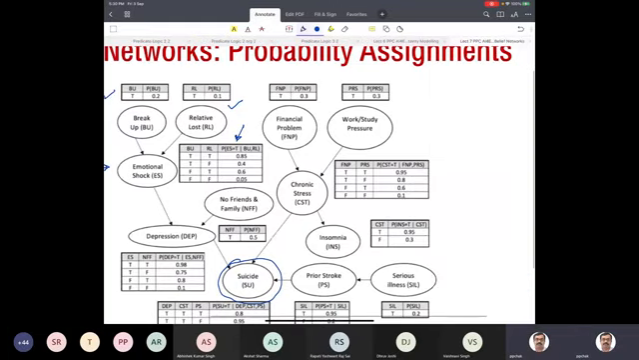Similarly, we have two more independent variables in this model. Financial problem: probability of it being true is 0.3, false is 0.7. Similarly, work pressure. So stress is modeled here as dependent on financial problem and work pressure. If both are there, it is 0.95. When FNP is true and PRS is false, it's 0.8. When FNP is false and PRS is true, it is 0.6, and when both are false, it is 0.1.